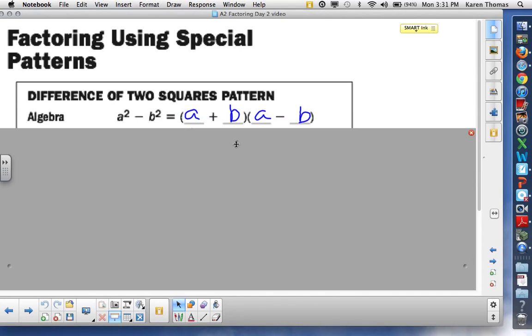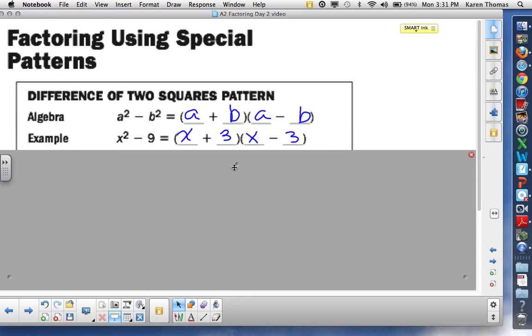Let's look at one where we actually have a variable and numbers. Here we have two perfect squares, x squared minus 9. The square root of x squared is x, so I'm going to write x in my first set of parentheses, and write x as the first term in my second set of parentheses. I then take the square root of 9, which is 3. I write plus 3 and minus 3, and I'm done factoring the difference of two squares.